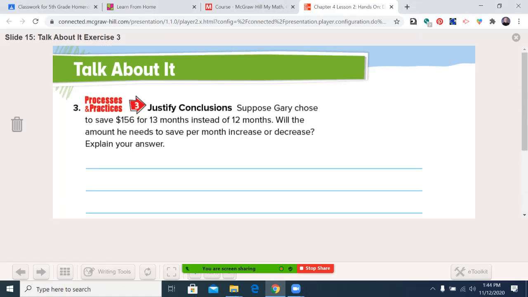All right, let's talk about this one. Suppose Gary chose to save $156 for 13 months instead of 12 months. Will the amount he needs to save per month increase or decrease? If you had to save $10 and you could do it in 5 weeks, but you chose to do it in 7 weeks, would you have to save more or less each week? Obviously, the answer is decrease, because now instead of dividing by 12, you're dividing by 13, and 156 divided by 13 will be a little bit less.